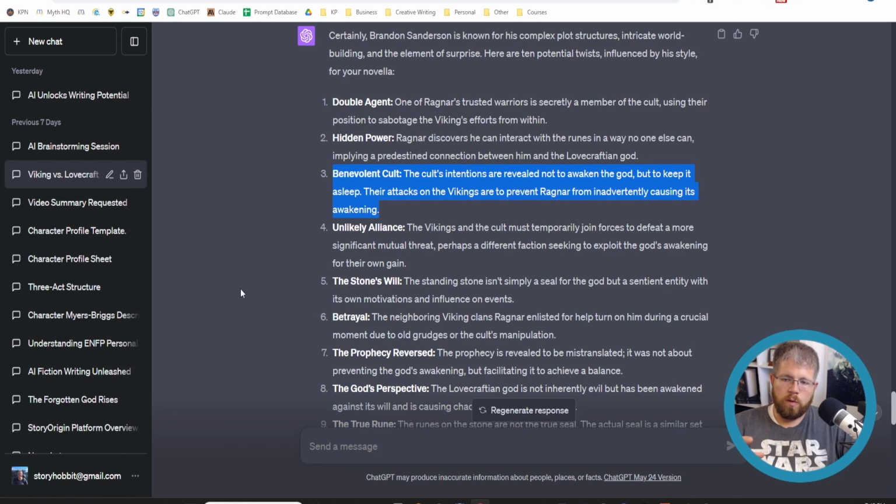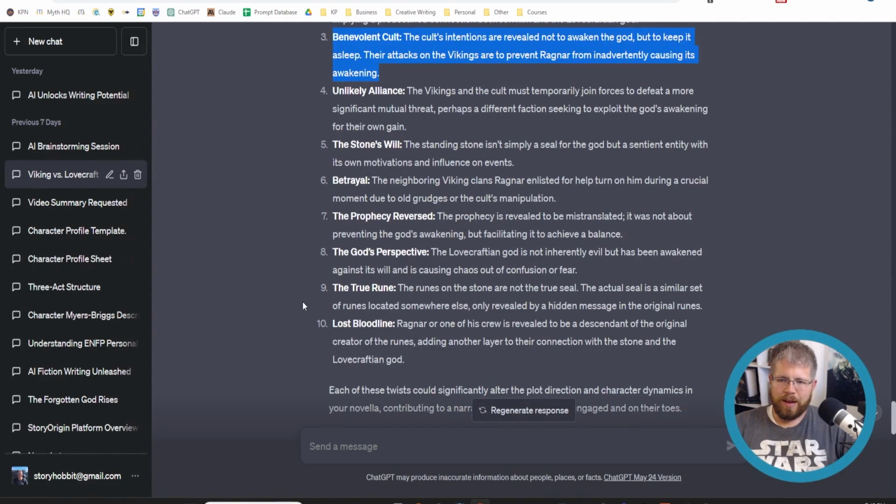And so somewhere in the middle of the novella, they're going to be fighting this cult while this seer is doing something to the runestone. And then we find out that the seer was actually the one opening the portal, and the cult wasn't actually a cult. It was a group of benevolent people that were trying to stop the Vikings from opening this portal. And I thought that could be kind of a cool way to go about it.